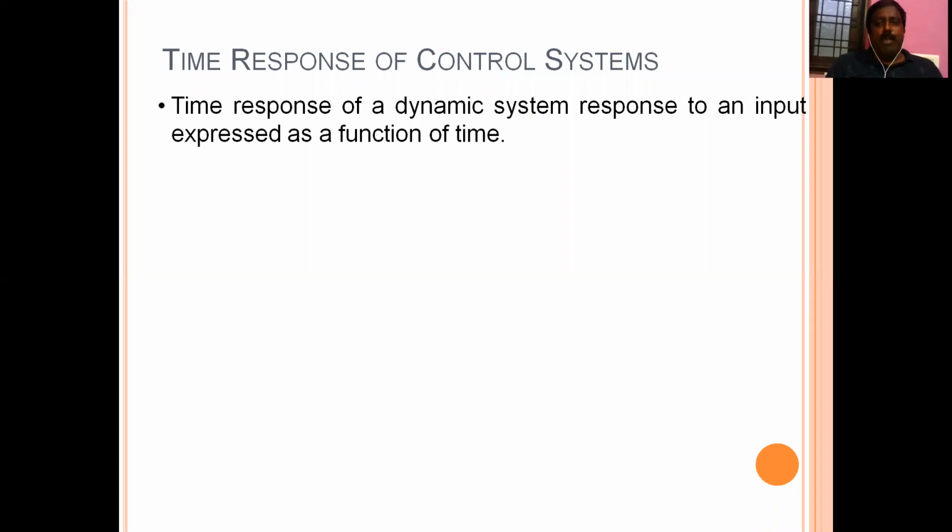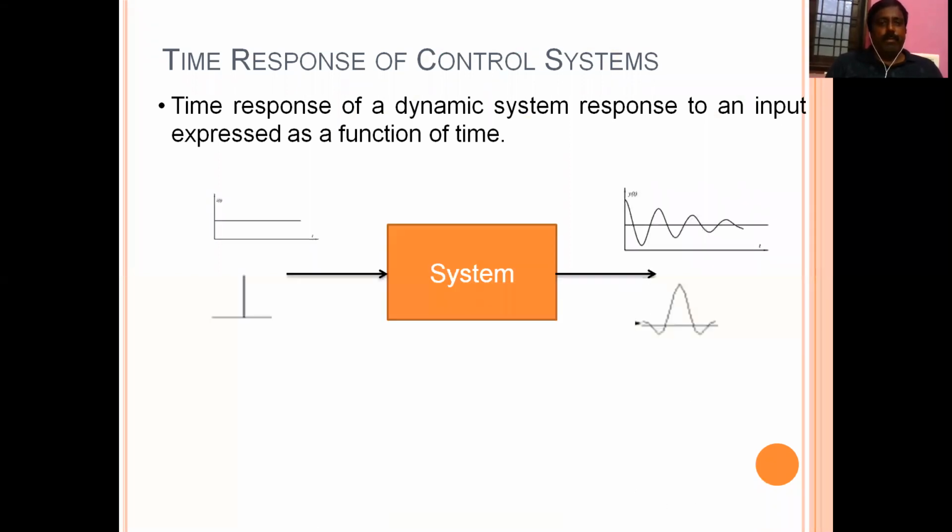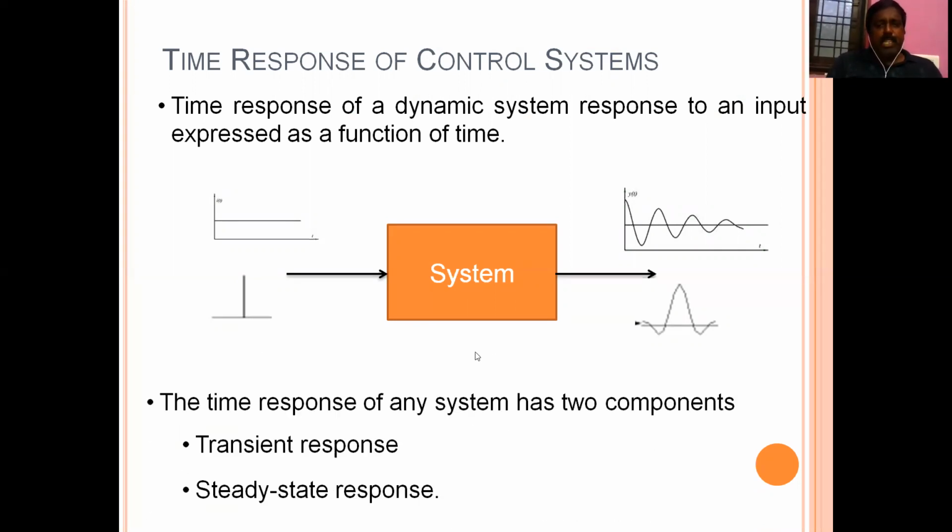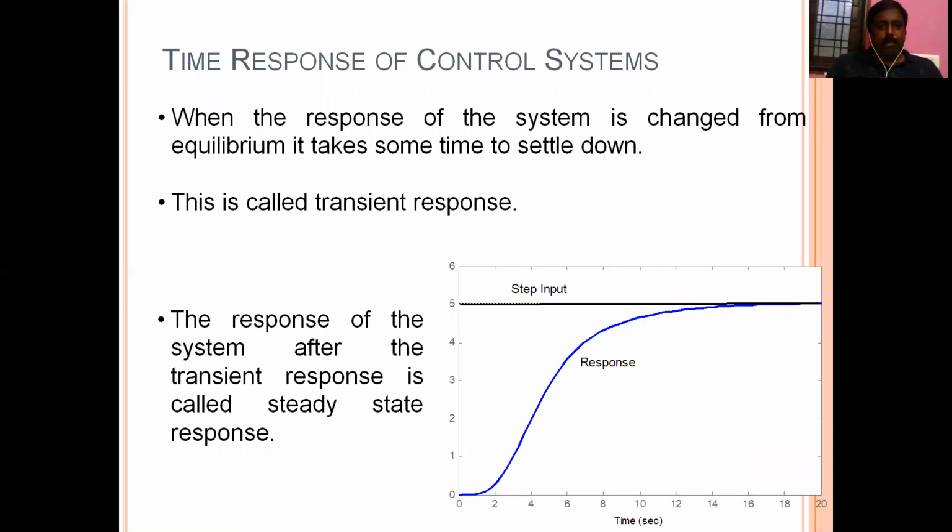Time response of a dynamic system: the response to an input expressed as a function of time. For example, let us assume that this is a time response analysis. The time response analysis, as I already said, has two components: one is the transient response and the other is the steady state response. What is the meaning of transient response? The response changes with respect to time. And what is steady state response? It won't change with respect to time.